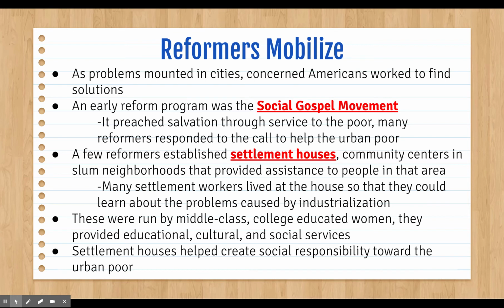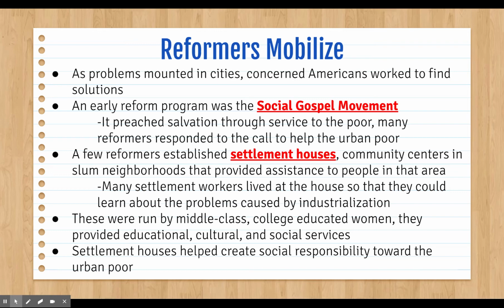Reformers mobilize. As problems mounted in cities, concerned Americans worked to find solutions. An early reform program was the social gospel movement. It preached salvation through service to the poor. Many reformers responded to the call to help the urban poor. A few reformers established settlement houses, community centers in slum neighborhoods that provided assistance to people in that area. Many settlement workers lived at the house so that they could learn about the problems caused by industrialization firsthand.